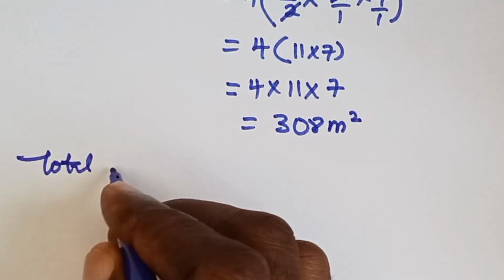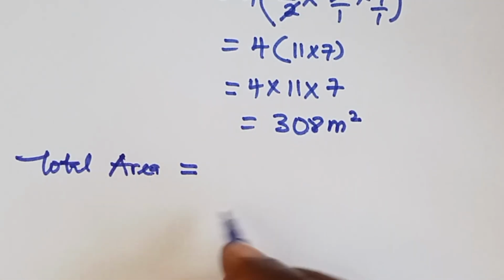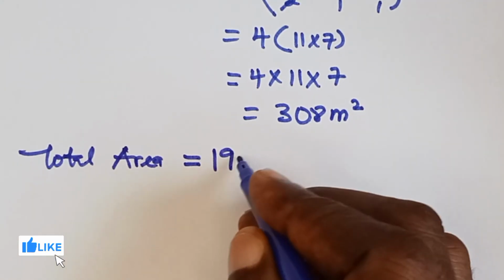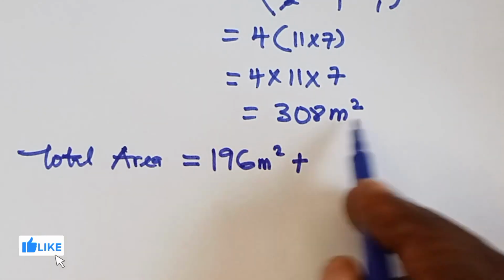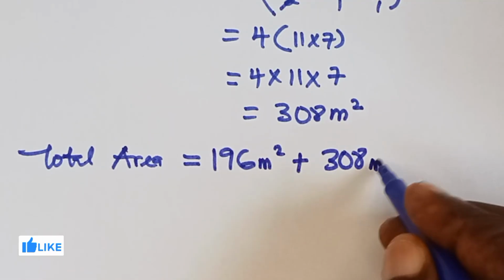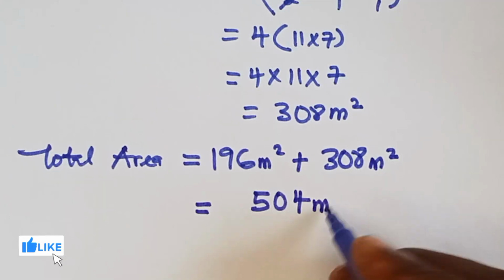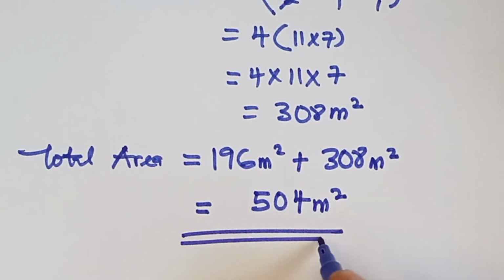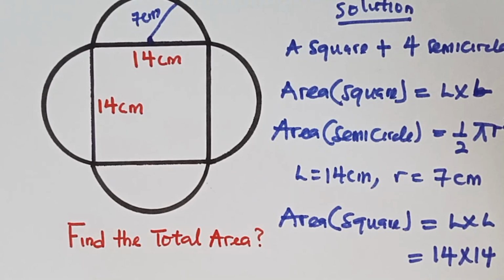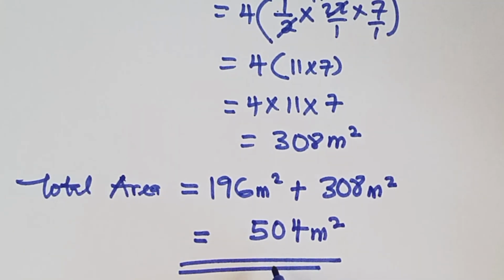The total area of that shape equals, don't forget, the area of the square, which we calculated to be 196 meters square, plus the area of the 4 semicircles, which is 308 meters square. So by the time we add this together, it will give us 504 meters square. Alright, so the area of this shape, where we have a square and 4 semicircles, is 504 meters square.